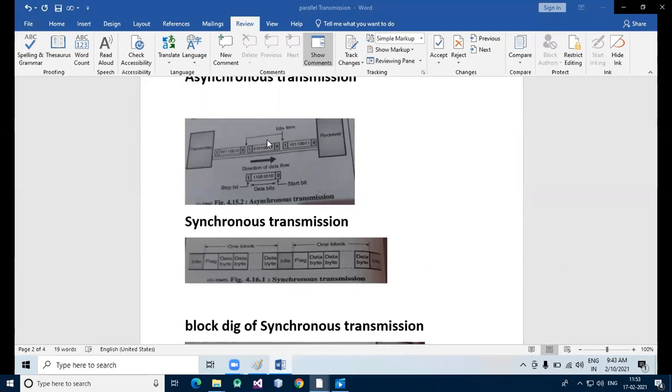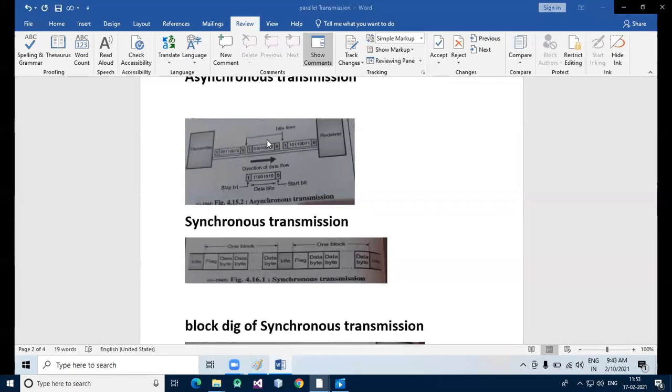Then the application of asynchronous transmission: the connection of the keyboard to the computer is an example of asynchronous transmission. I hope that you now understand asynchronous transmission with the help of the example also.